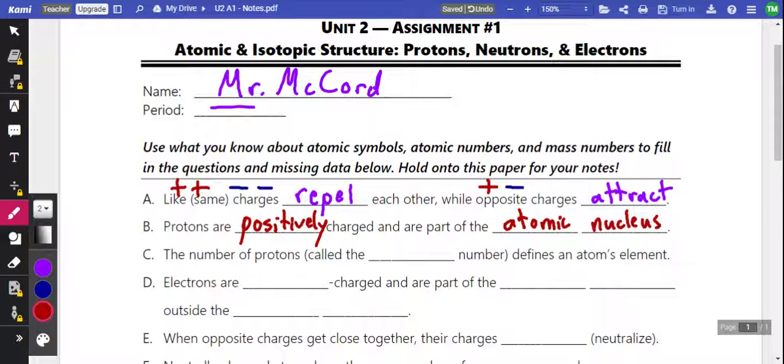Now the number of protons is what we call the atomic number. And that defines an atom's element. What makes something carbon or gold or helium is just determined by the number of protons. There are other parts of the atom, but the only thing that determines what element that atom is, what type of atom it is, is the number of protons.